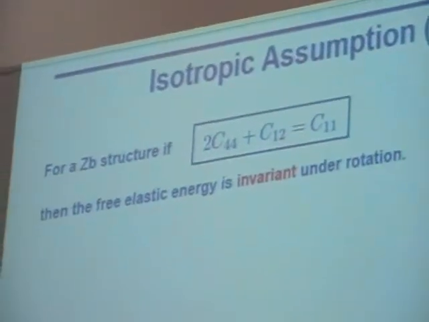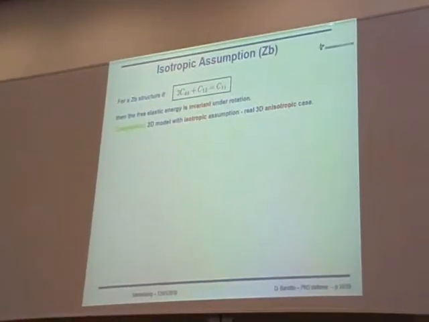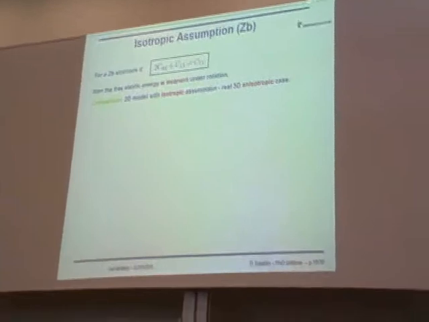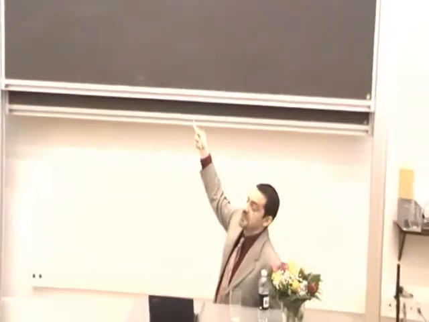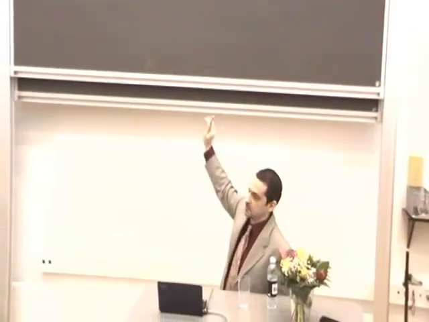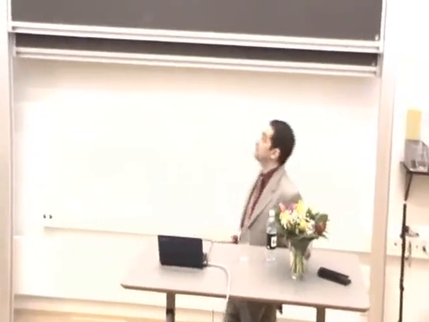This is just an isotropic assumption for the structure, and in fact what we did is to make a comparison. Basically, again, we make a comparison between a two-dimensional model, as we did before for Wurtzite, using this isotropic assumption, and a three-dimensional model with a real anisotropic structure. We basically use the same structure that we used at first for Wurtzite.